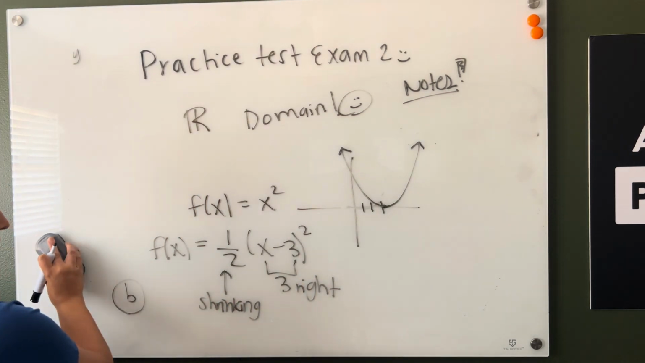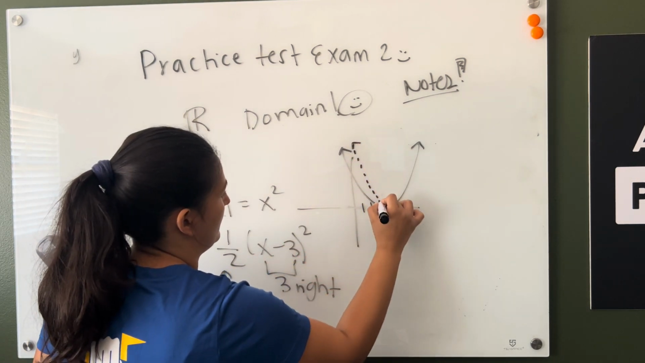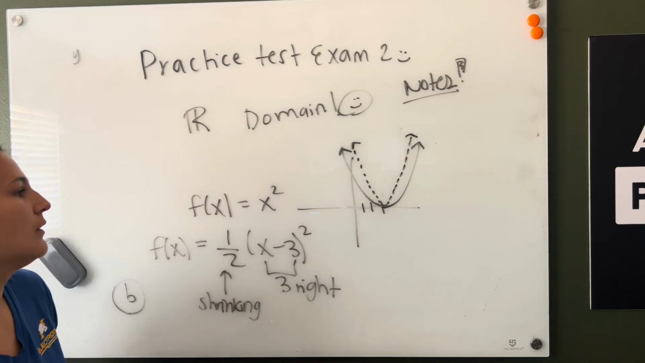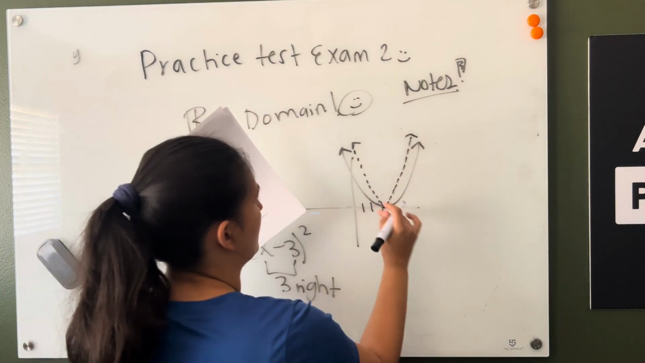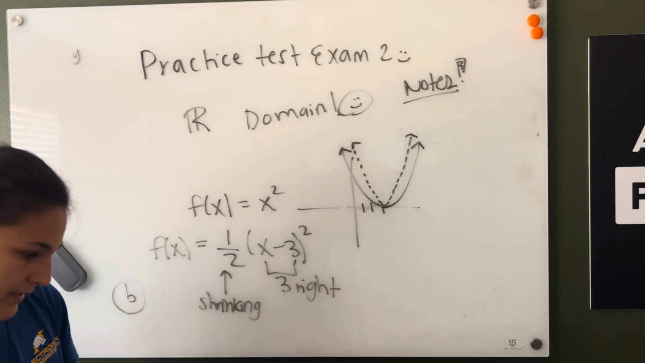Okay. And now shrinking by a half. So of course shrinking, that would be vertical. And it would be smaller, right? It would be shrinking. If it was enlarging, of course it would make it larger on the outside. So it would be up here. Okay, so that's that.